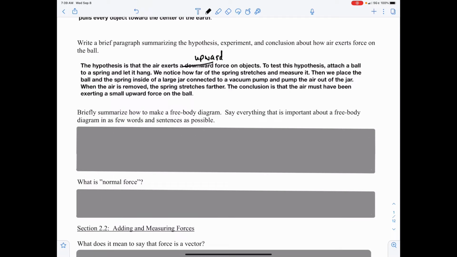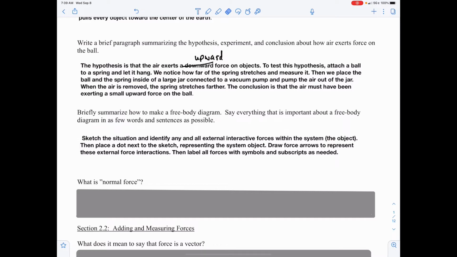Briefly summarize how to make a free body diagram. Say everything that is important about a free body diagram in as few words and sentences as possible. First, we sketch the situation, we draw a picture of the object, and identify all forces acting on the object. Then to draw the free body diagram, we essentially free the body, and we have a dot that represents the center of mass of the object. In that dot, we draw arrows representing the interactive external forces acting on the object. Label all forces with symbols and sometimes subscripts as needed.